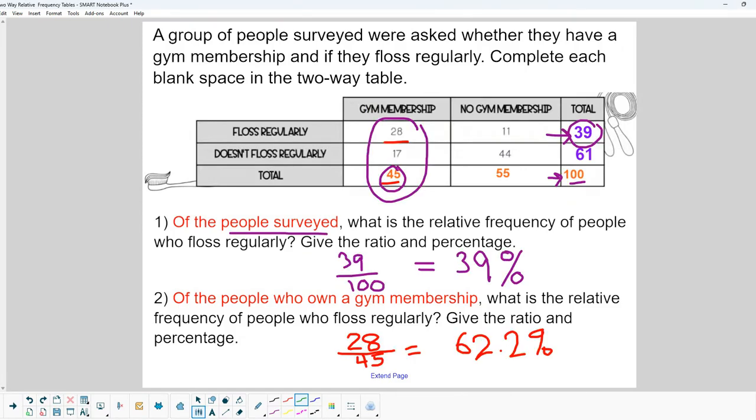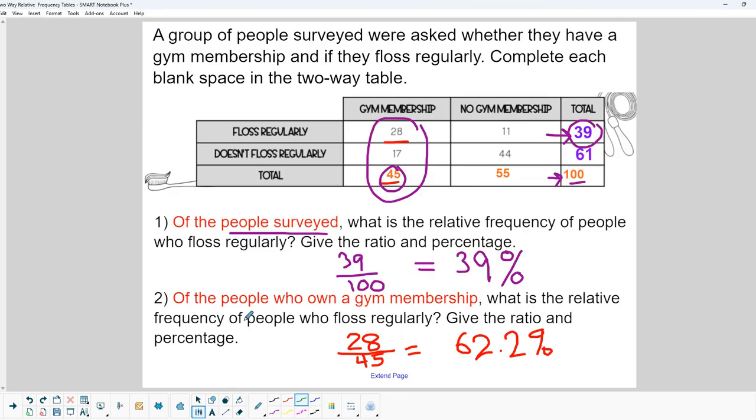And now we're going to use the numbers to answer questions 1 and 2. So in question 1, it says, of the people surveyed, what is the relative frequency of people who floss regularly? So of people who floss regularly, that was 39 people. And then we had a total number of people who were surveyed, so 39 out of 100 is 39%.